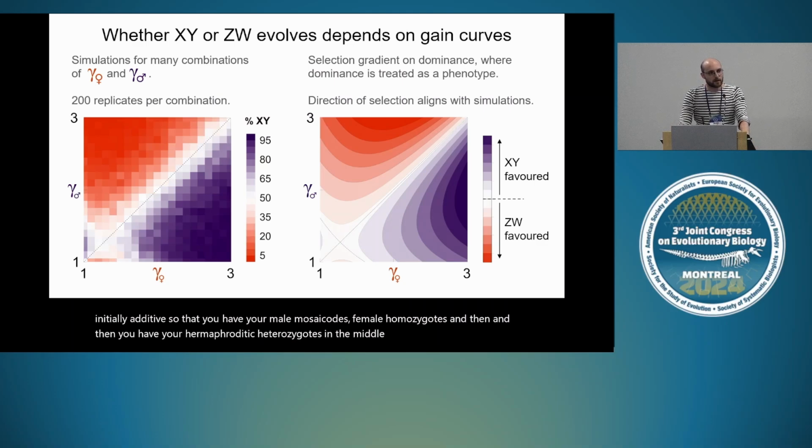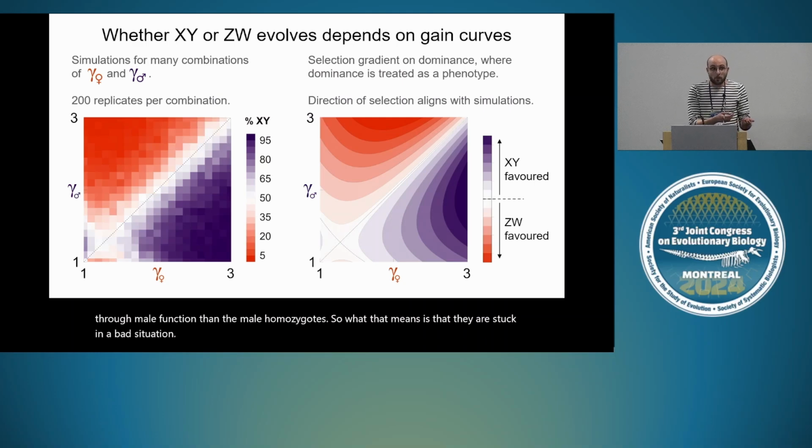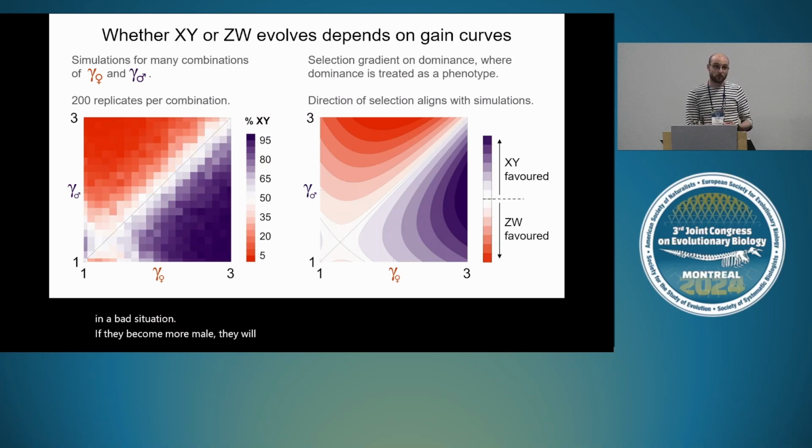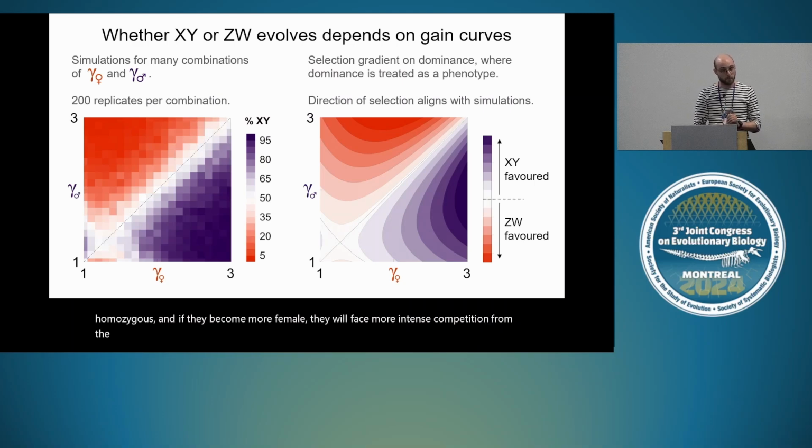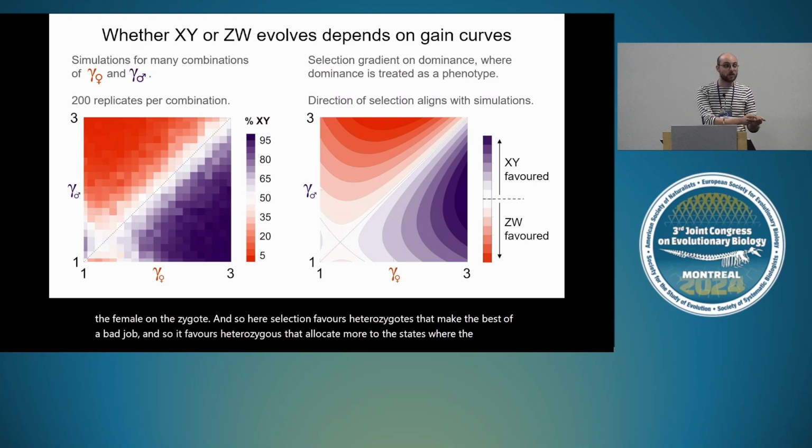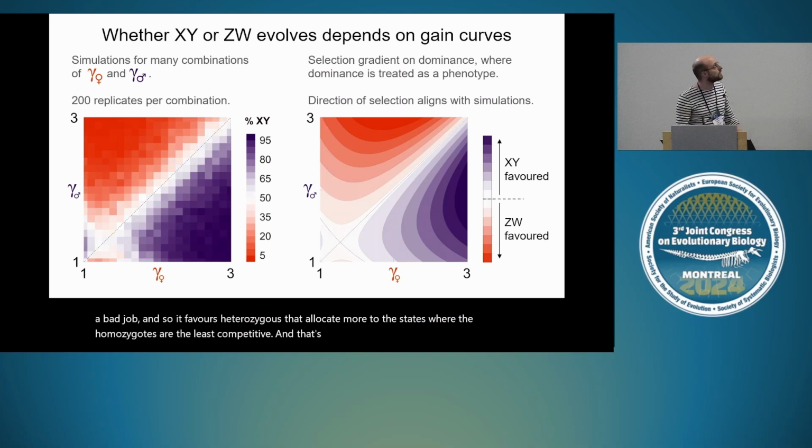Now, these heterozygotes can become more male or more female through a change in dominance, but whatever they do, they will always be less fit through female function than the female homozygotes, and through male function than the male homozygotes. So what that means is that they are stuck in a bad situation. If they become more male, they will face more intense competition from the male homozygotes, and if they become more female, they will face more intense competition from the female homozygotes. And so here, selection favors heterozygotes that make the best of a bad job. It favors heterozygotes that allocate more to the sex where the homozygotes are the least competitive. And that's why we get this pattern.